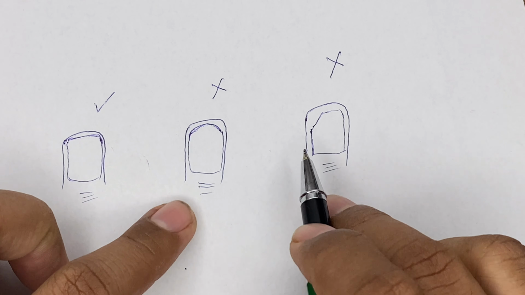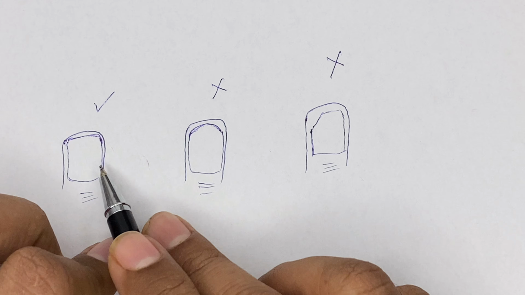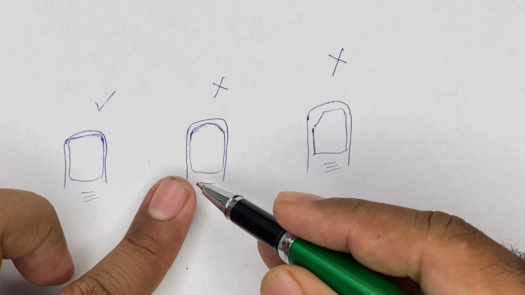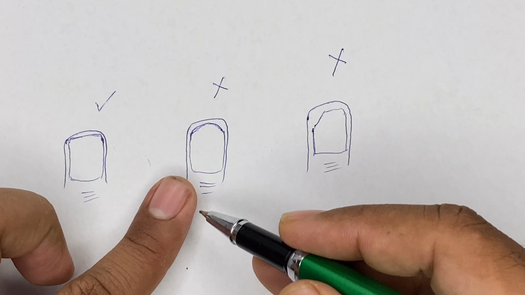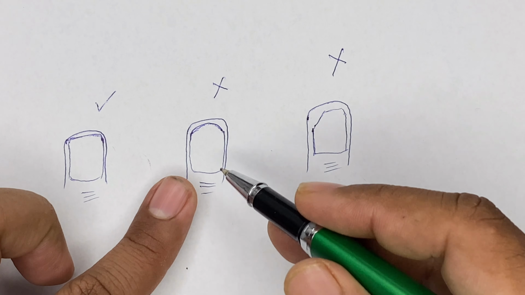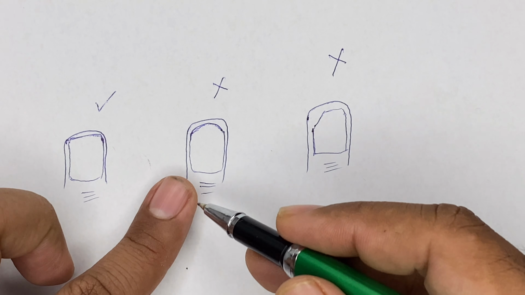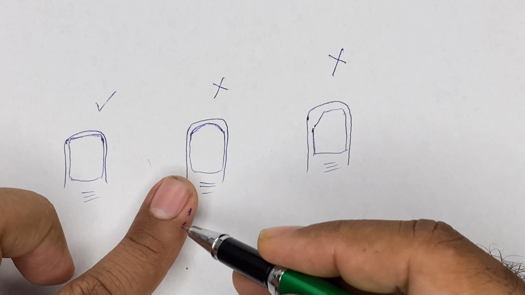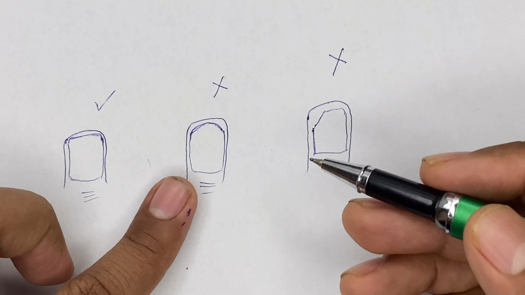This will cause the nail to start growing inside the paronychial fold, and that may lead to the formation of an abscess there. If it is so, then we have to put an incision like this and drain it.